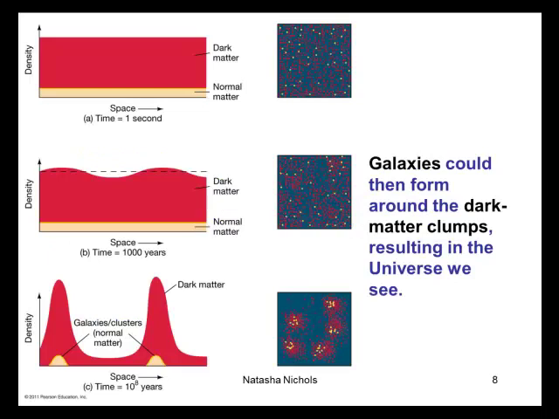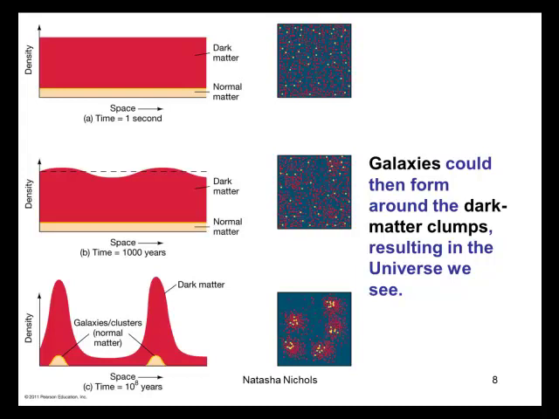Galaxies could then form around the dark matter clumps, resulting in the universe we see today. So the formation of structure in the cosmos depended crucially on the existence of dark matter. In frame A, the universe started out as a mixture of mostly dark and normal matter.